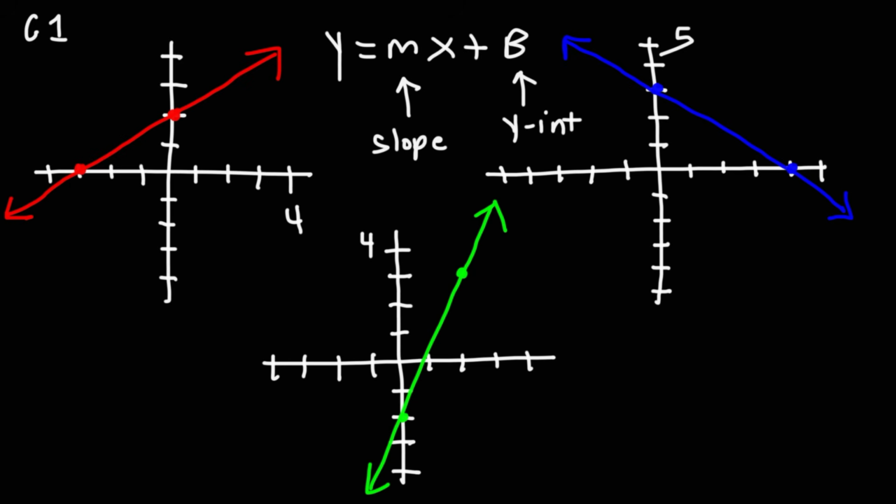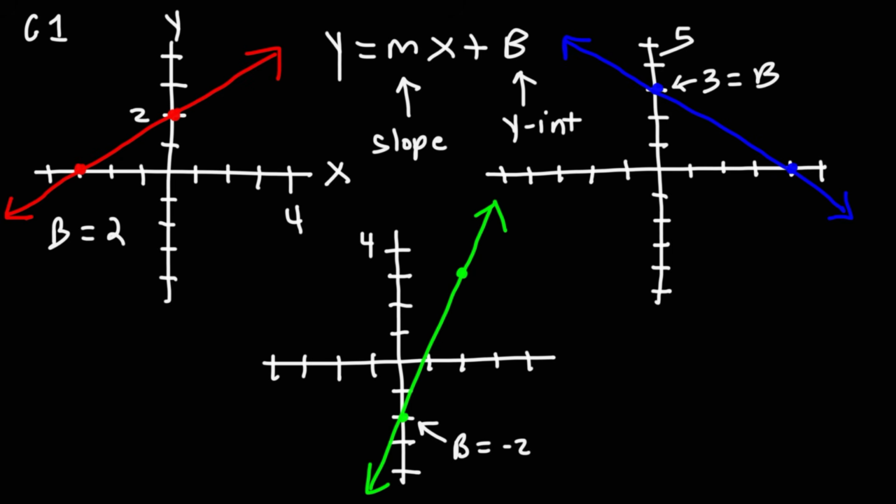What is the y-intercept? Where does the line touch the y-axis? Well, this is the x-axis, this is the y-axis. The red line touches it at this point, which is at 2. So we could say b is equal to 2. Let's find the y-intercepts for the other graphs. So for the blue graph, the y-intercept is 3. For the green one, it's -2.